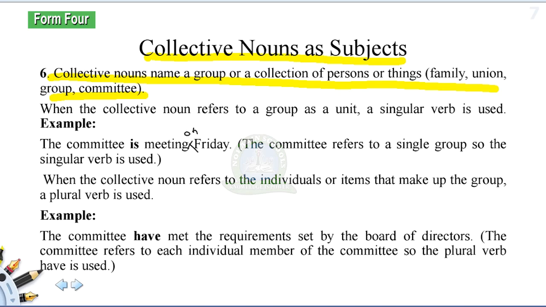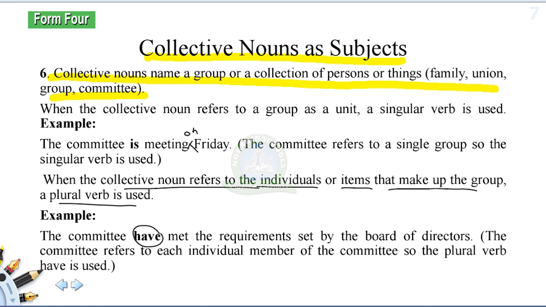When the collective noun refers to individuals, or items that make up the group, a plural verb is used. For example, the committee have met the requirement. Why am I using "have" instead of the singular verb? Because we are talking about individuals. The committee have met the requirements set by the board of directors.